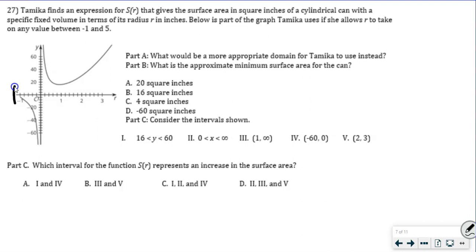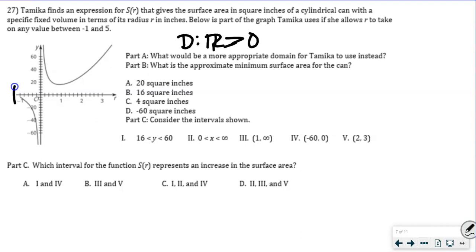So part A says what would be a more appropriate domain for Tamika to use instead. Obviously, we can't have a negative radius, so it would make more sense for the domain to be all real numbers greater than 0, right? Because again, we wouldn't have a radius of 0 either.